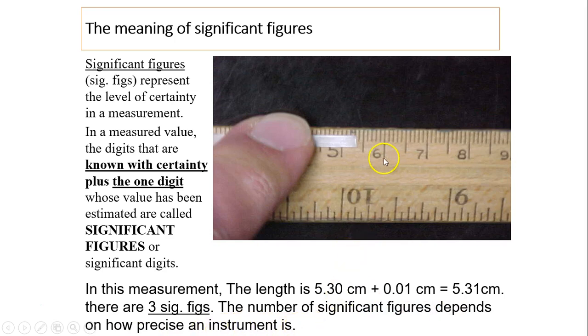So suppose you are trying to use this ruler to measure the thickness of your hair. It's not a good instrument to measure the thickness of hair. So you wouldn't have many significant figures. You probably just have one.